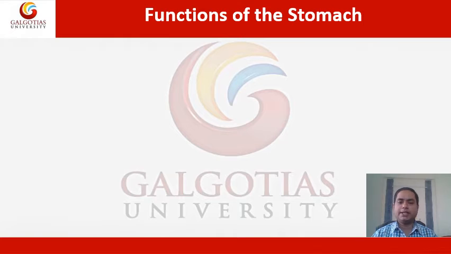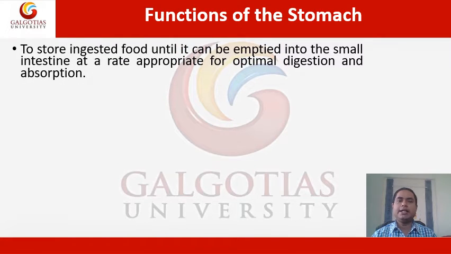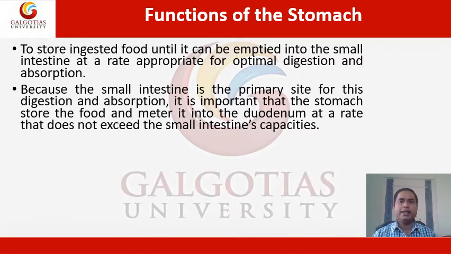Now we will investigate the function of the stomach. The stomach is the primary site to store the ingested food until it can be emptied into the small intestine at a rate appropriate for optimal digestion and absorption. Because the small intestine is the primary site for digestion and absorption, it is important that the stomach store the food and meter it into the duodenum at a rate that does not exceed the small intestine capacity.